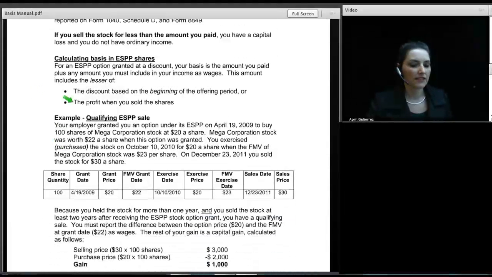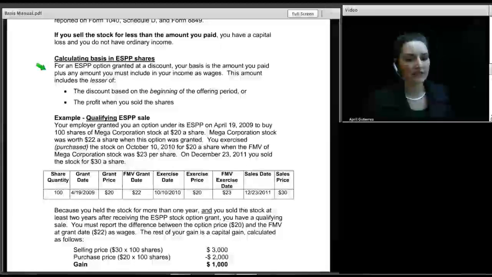So we're going to, as I said, in a few minutes, look at to see how all that works. Calculating basis in your ESPP shares. First, you look at the option. For an ESPP option granted at a discount, your basis is the amount you pay plus the amount you must include in your wages as income.